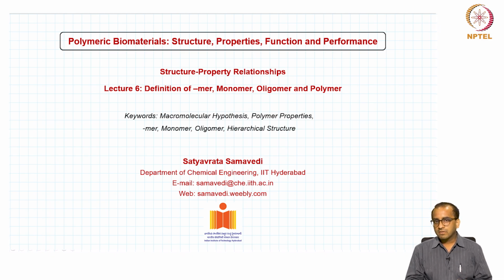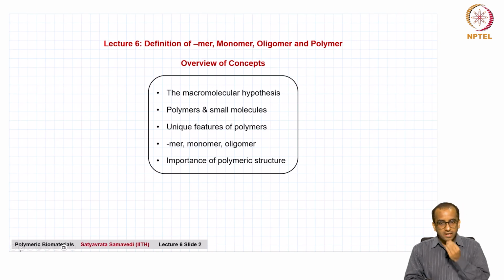So in the last lecture we looked at concepts related to polymeric biomaterials in general, and we saw the importance of structure property relationships. From this lecture onwards we will be looking at understanding some of those structures, understanding how structures can be thought of at multiple length scales and how that leads to specific types of properties for polymers.